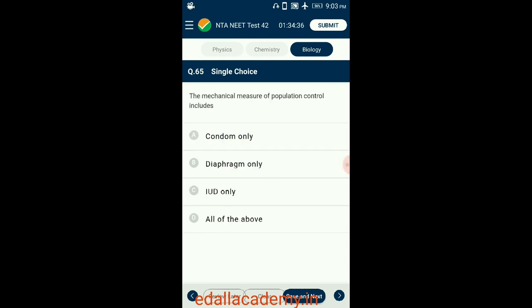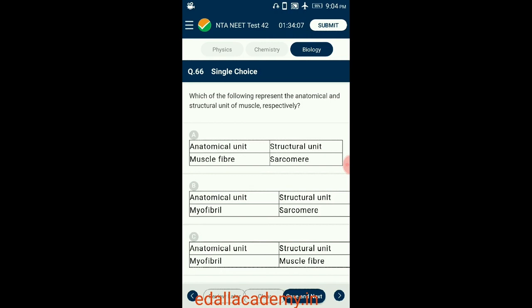Question number 65. The mechanical measures of population control include Nirodh, diaphragm and cervical cap, and intrauterine devices, otherwise called IUDs. So the answer for this question is all of the above are the mechanical measures of population control. So the correct answer is option D. Question number 66. Which of the following represent the anatomical and structural unit of muscle respectively?